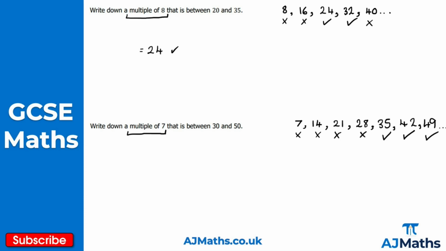So we've got three options here, 35, 42, and 49. Any of those three would get you your mark here. So if I just pick 49, that would be absolutely fine. That would get us our mark there for the second question.